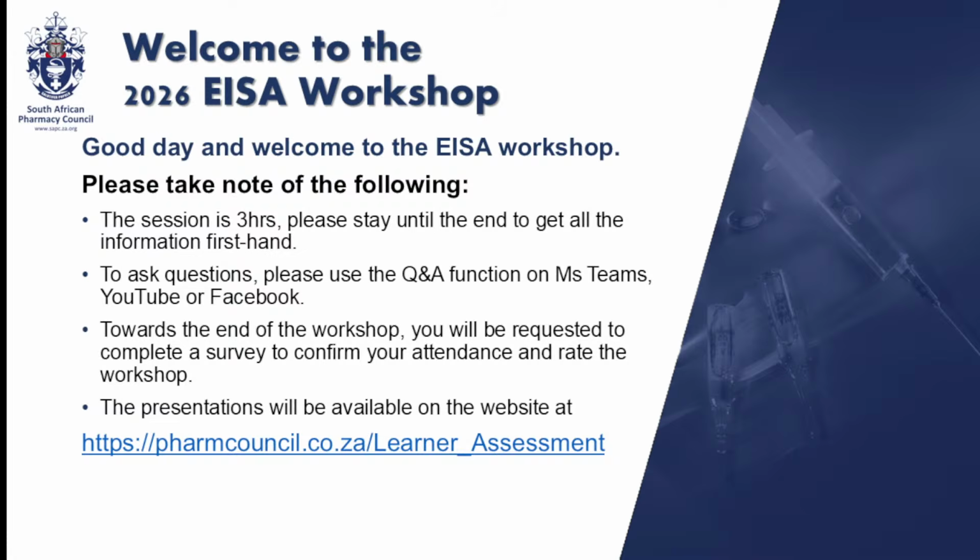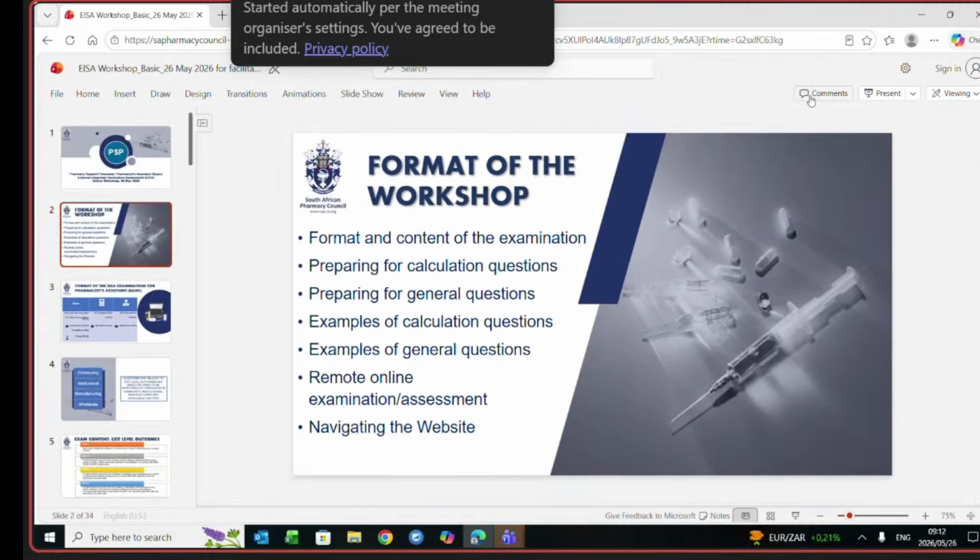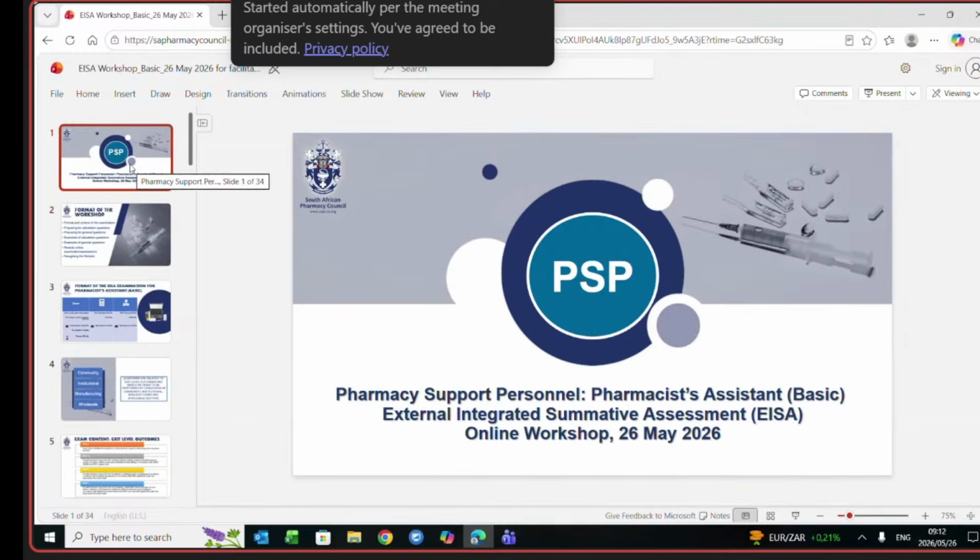So we will go through the format of the workshop, and I will continue until the calculation section, and Ina will then take over after that. Okay, so this is the Pharmacy Support Personnel Pharmacist Assistant Basic EISA online workshop, and it is dated the 26th of May.